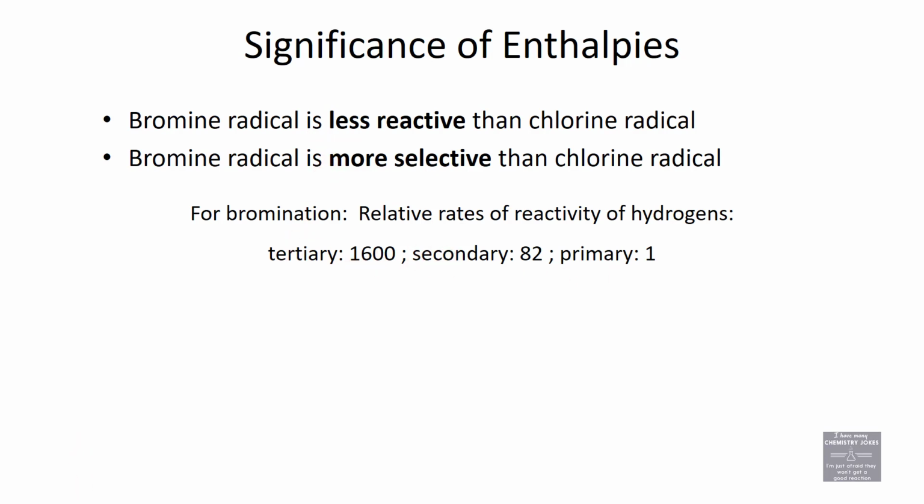So if I look at these rates, like I saw previously with chlorine, if a primary hydrogen is abstracted at a rate of 1, a secondary hydrogen is abstracted 82 times faster. A tertiary hydrogen is abstracted 1,600 times faster than primary. So what that tells me is the bromine radical is so selective that it preferentially makes the most substituted product only. Chlorine can abstract hydrogens all over the place and replace everything.